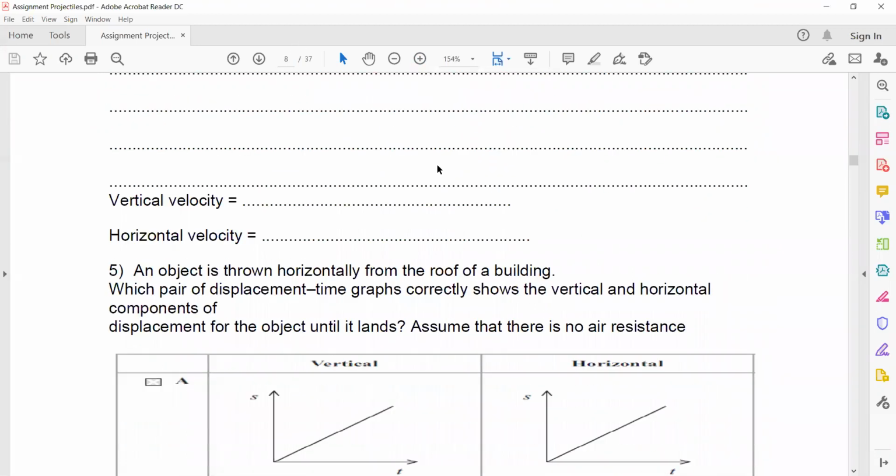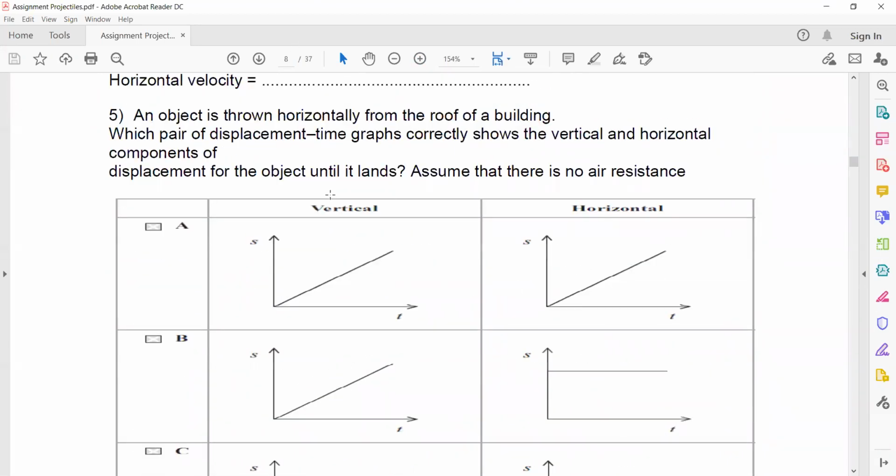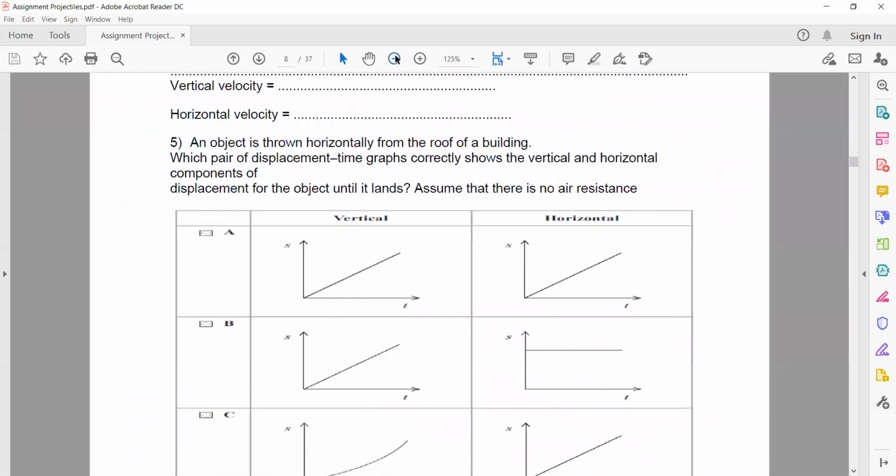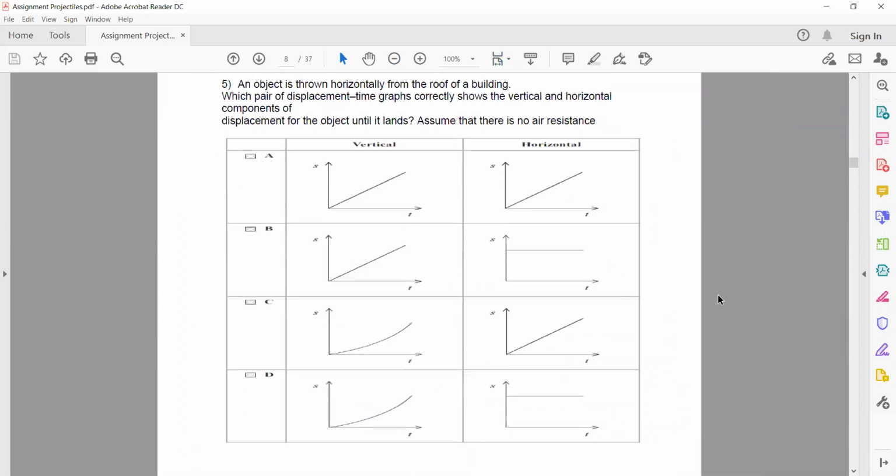In the next question, it's an MCQ, multiple choice. This is a displacement time graph. So what is the right answer? For the displacement time graph, vertical is on the left hand side and horizontal is on the right hand side. Consider an object thrown horizontally until it lands. So this is a half motion, not a full projectile.